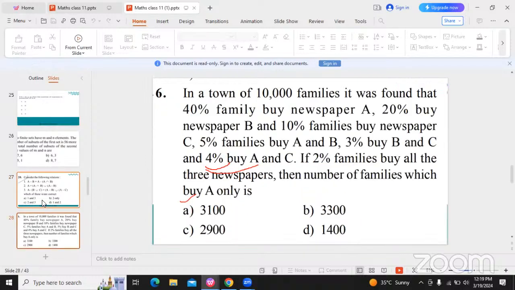So next question. Again, 10 seconds for you. In a town of 10,000 families, it was found that 40% of families buy newspaper A, 20% newspaper B, and 10% newspaper C, 5% buy A and B, 3% B and C, 4% A and C. If 2% of families buy all three newspapers, then the number of families which buy A only is how much? Just try to analyze the question and solve.